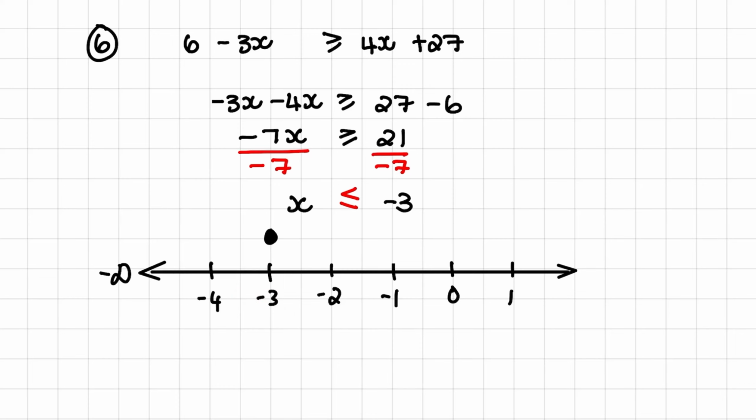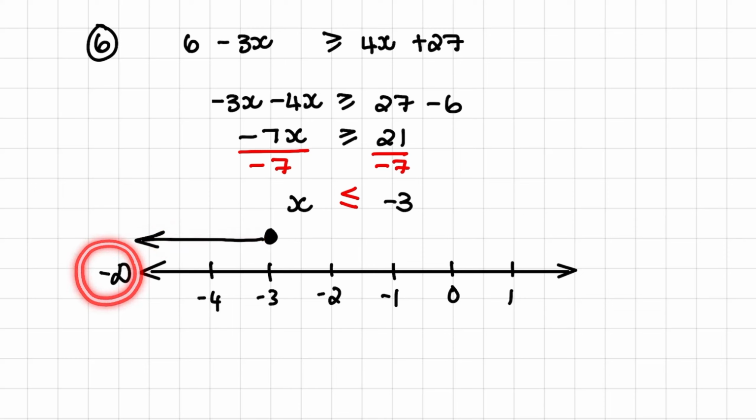But x now is smaller than negative 3. So that includes values to the left of negative 3, like negative 4, negative 5, or any fraction or decimal which you can think of that is smaller than negative 3, all the way up to negative infinity. And in our interval notation, we have negative infinity as our minimum value, and our maximum value is negative 3 with a square bracket to show that x can be either smaller or equal to negative 3.